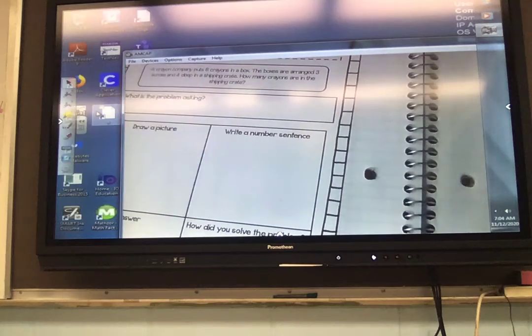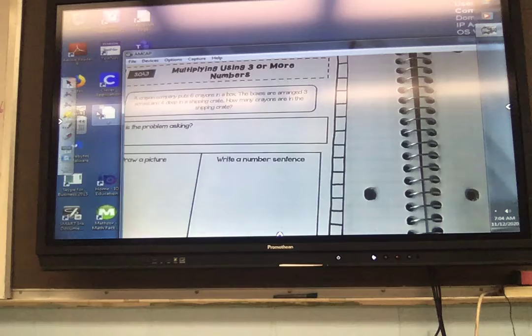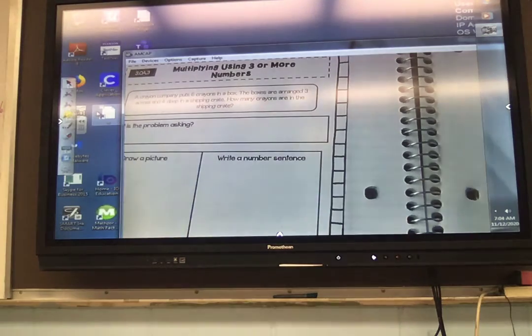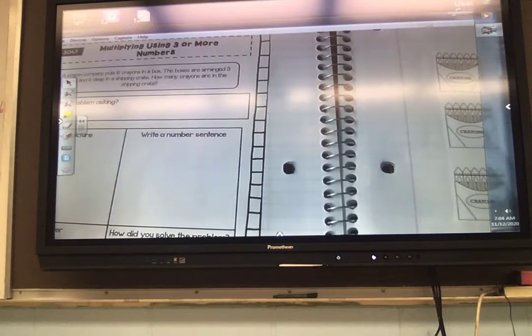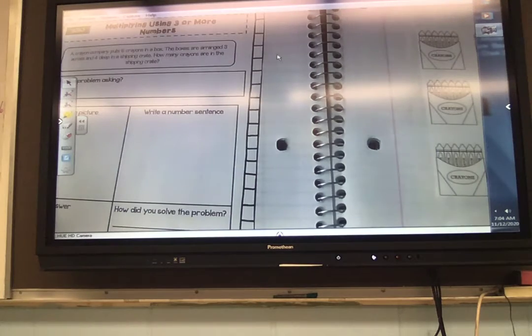These will be your interactive notebook pages that are left in your folder that I'm going to go over with you and make sure that you know how to do those. Now, if you've already cut and glued them in a different order, that's okay. Just make sure you go back and have answered all your questions.